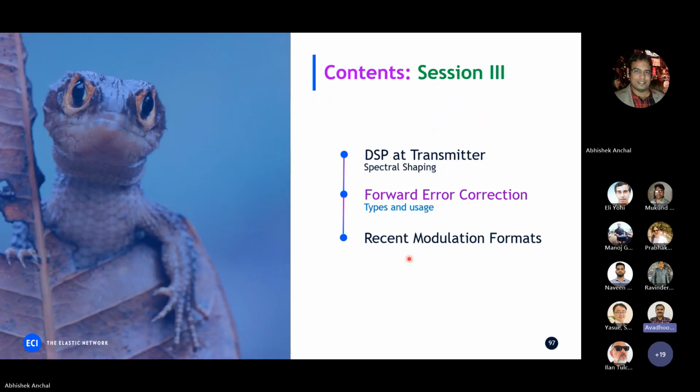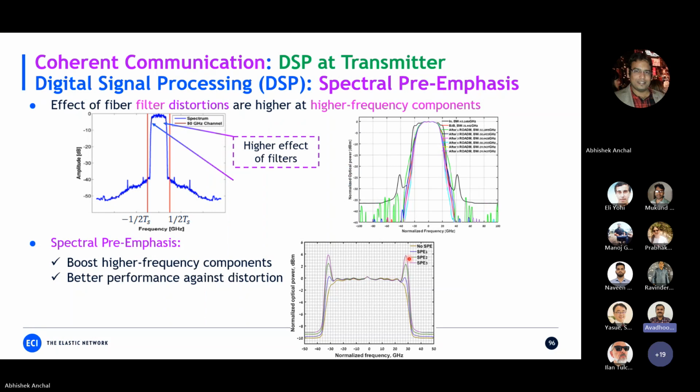Abhishek, one more query on spectral preemphasis. This particular phenomenon is applicable on what rates? 100G, 200, I mean, in terms of specific rates. Okay, so it depends upon what channel bandwidth you are selecting, right? So it depends upon the filter.